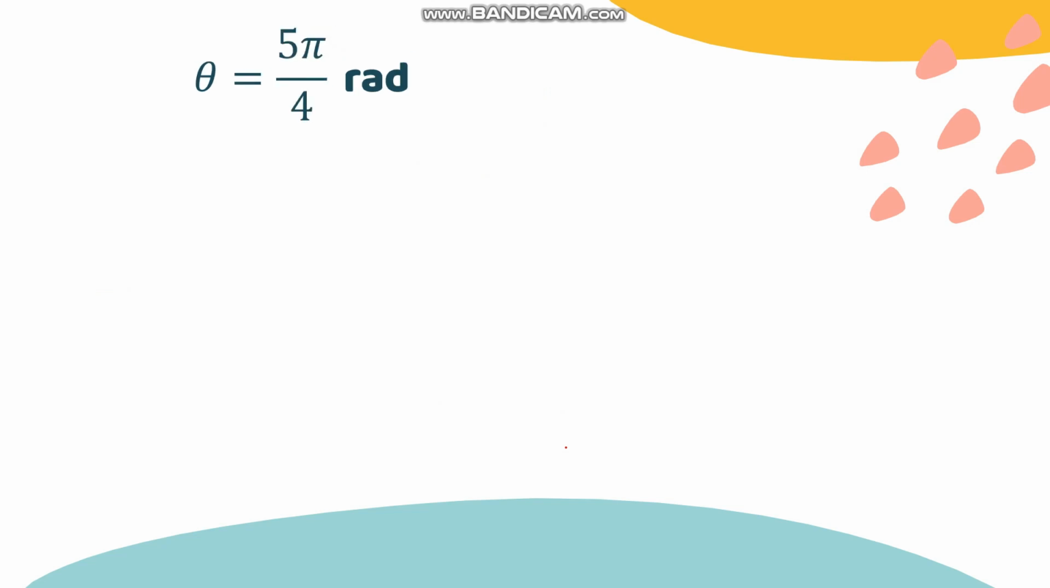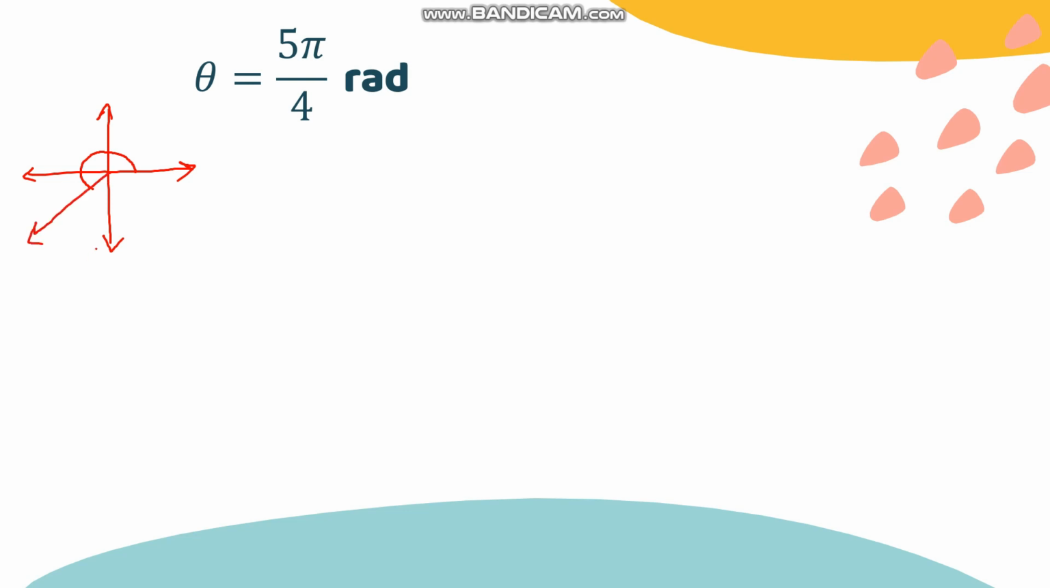And then for our last example, let's have 5 pi over 4 radians. So we have to identify where this angle is located. If you draw it in the Cartesian plane, you can find 5 pi over 4 in the third quadrant. So this angle right here, let's say this is 5 pi over 4.